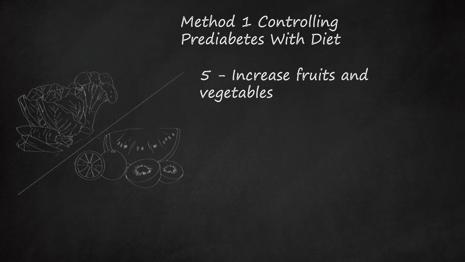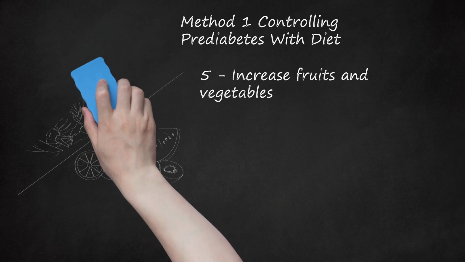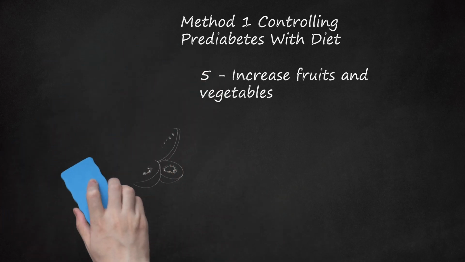Eat fruit in moderation. The sugars in fruit are combined with the fiber, which means that the absorption of sugars from the fruit are slowed down. But you still want to reduce your sugar intake. Eat 1 to 3 servings each day.